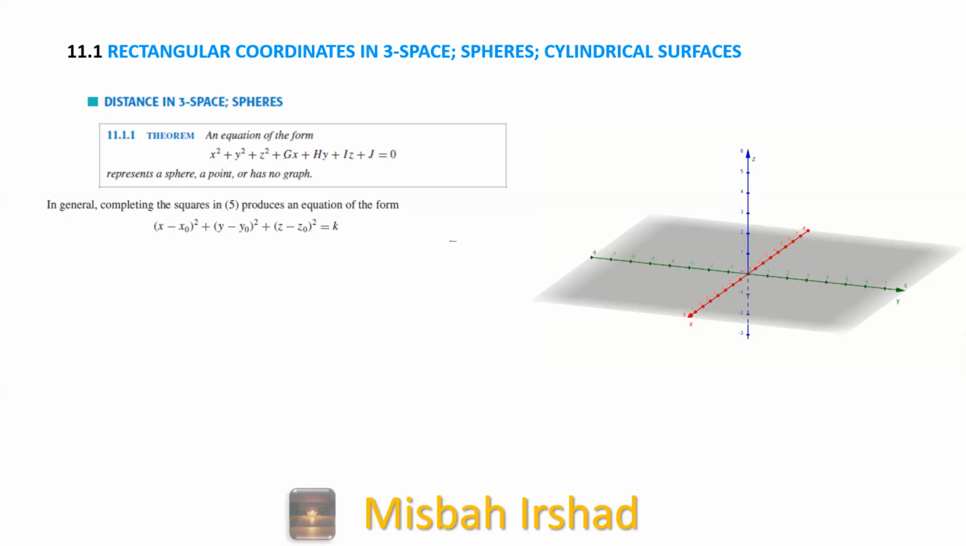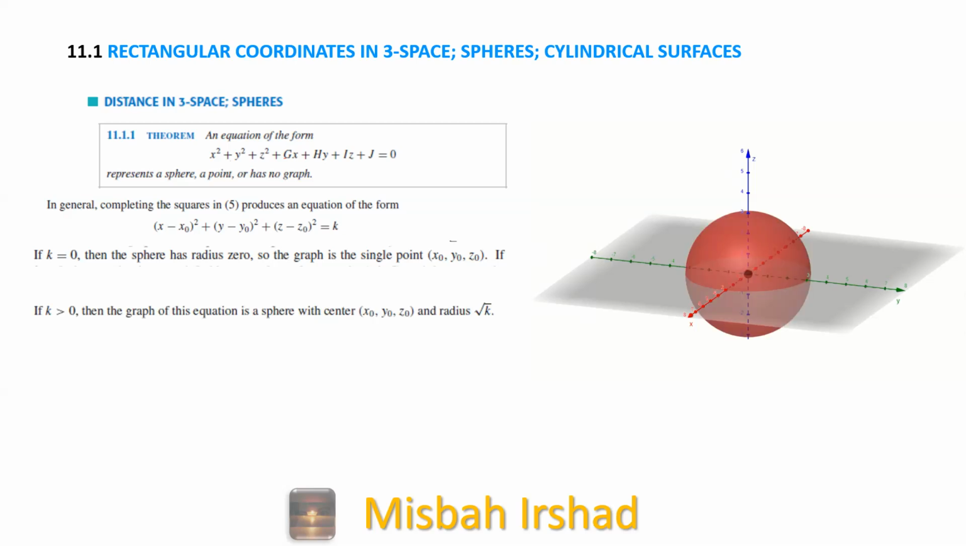If this constant k is equal to 0, the resulting surface would be a point. When we have k greater than 0, the surface would be a sphere. And if k is negative, then this equation represents the sum of three squares, which are nonnegative, being a negative number, which is not possible. So there is no point on the graph for this type of equation.